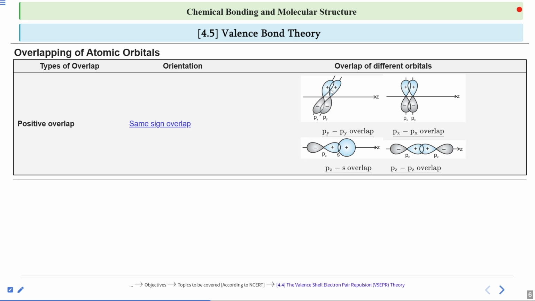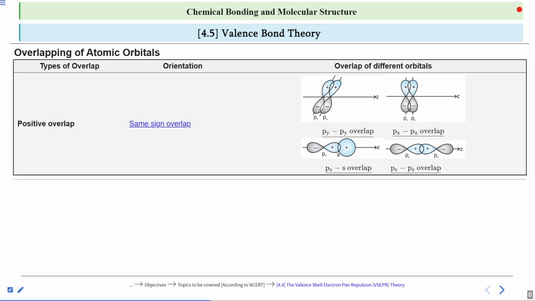Now if you look at the sign of the atomic orbital, then the same sign overlap forms the positive overlap. Okay, so this is very important. For the formation of a bond, there must be positive overlap. Without positive overlap, formation of a bond is not possible, and that only happens when your two atomic orbitals are combining in the same phase. Phase means having the same sign. Plus and plus of py are combining with each other. Similarly, minus and minus of py are combining in the down part.